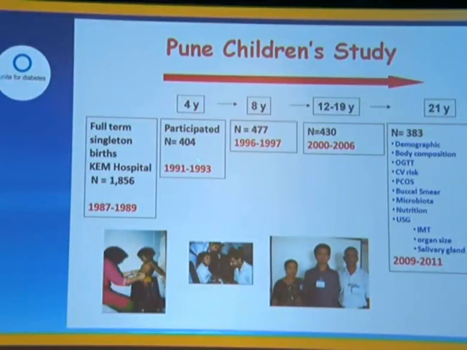They were studied in 1991 to 93 with a glucose tolerance test and some other measurements. They were followed up in 1996 to 97 when they were 8 years old, with the addition of some extra children to increase the power of the study. Then we followed them through their puberty, and in 2009 to 11, we studied a total of 383 of them in an extensive manner to see how their birth weight was related to the outcomes at 21 years of age.